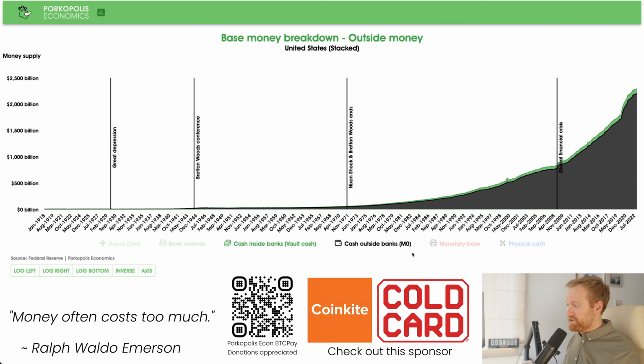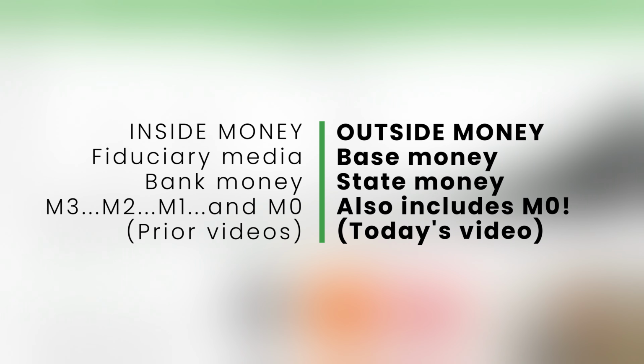Now here's one more point of clarification we need to make. As I said, we have finished the inside money, or fiduciary media, or bank money portion of the money series here for the United States. Now we are moving on to central bank money, or base money. M0 is in both. So again, exceptions to every rule. M0 is both part of the public-facing money, inside money.